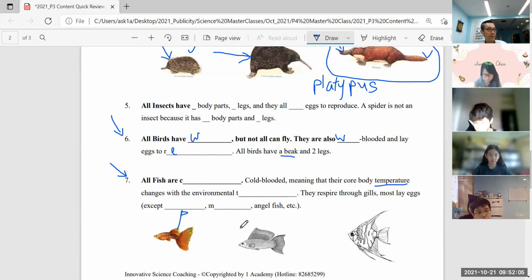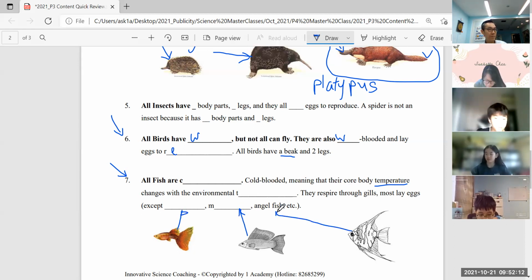Guppy is this fish over here. This is molly. This is a molly, and this is the angelfish. Okay, these three fish actually you can find commonly in the pet shop. So if you go and rear some guppies, male and female, they will reproduce. If you rear them well. Similarly for molly and angelfish. Okay, these three are fish.